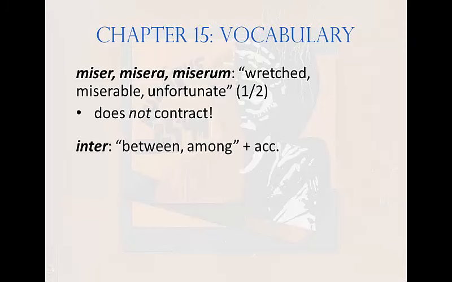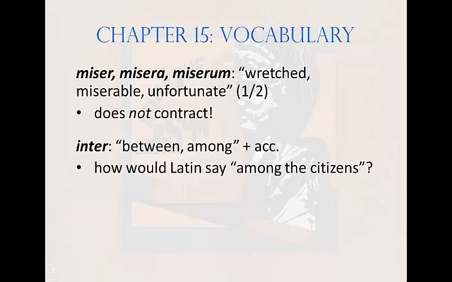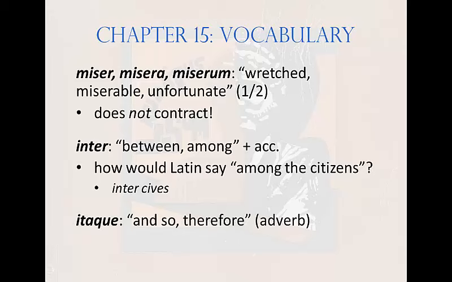The next word is inter. It means between or among. It's a preposition that takes an accusative object. How would Latin say, among the citizens? That's right, inter cives. The next word is itaque. It means and so or therefore. It's an adverb, as is the following word, quoniam, which means since. There's really nothing more to say about either of them.